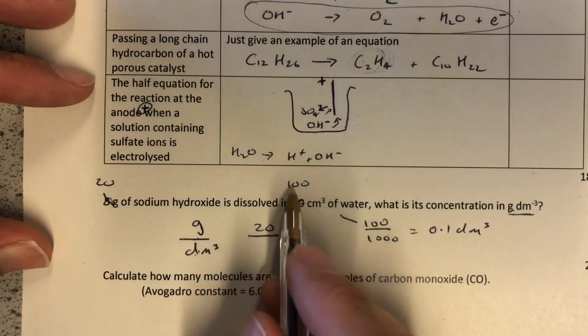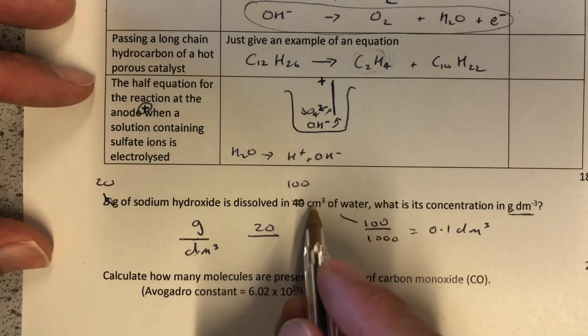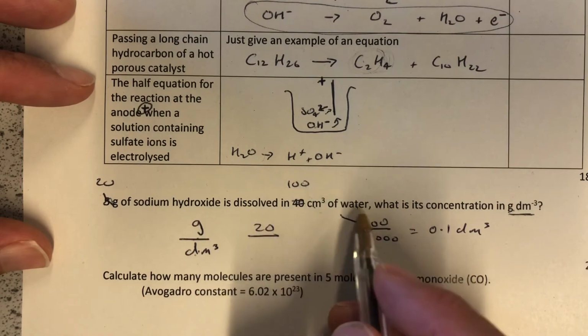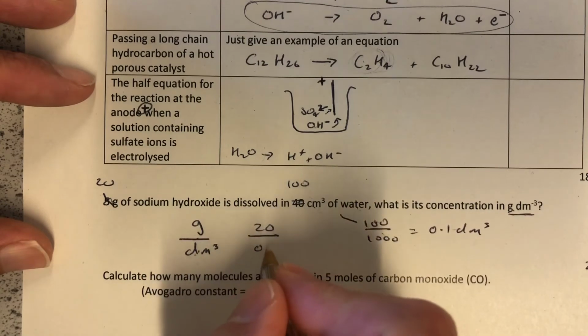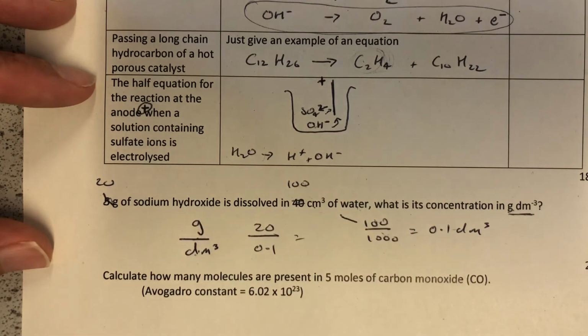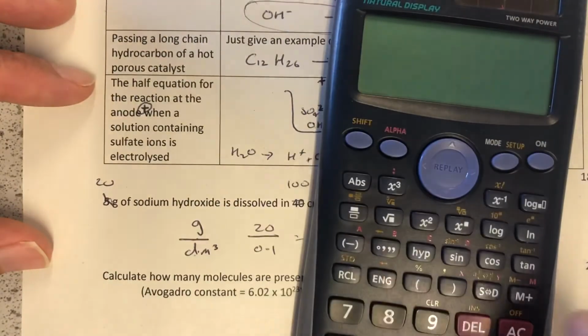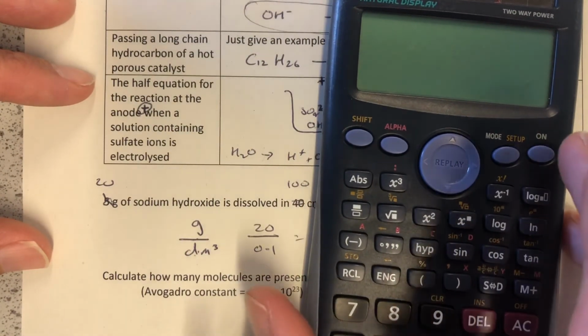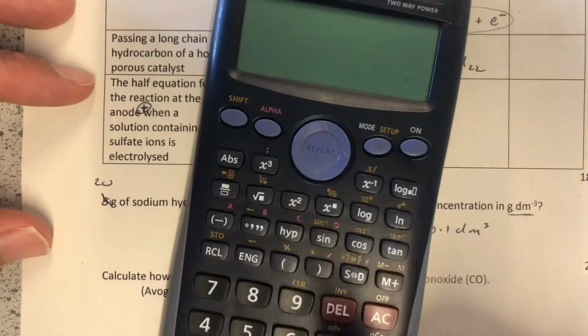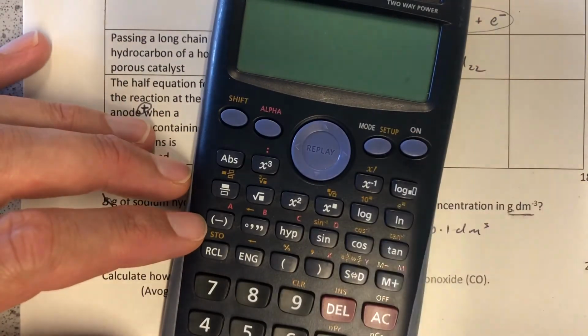Okay, so first thing to do, put the centimeter cubed of the water into decimeter cubed. You do that by dividing by 1,000. So 20 divided by 0.1. And that will be your answer. Stick it into a calculator if you want to stick it into a calculator, or do it in your head if you want to do it in your head.